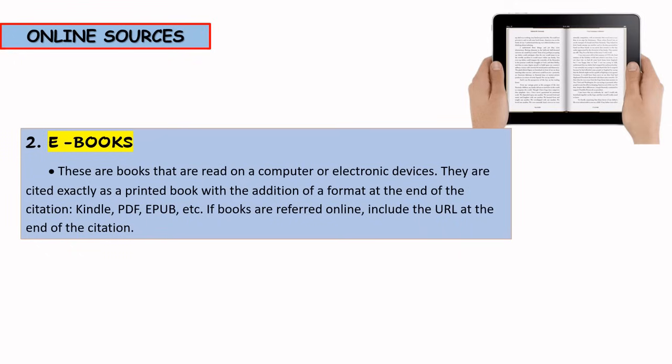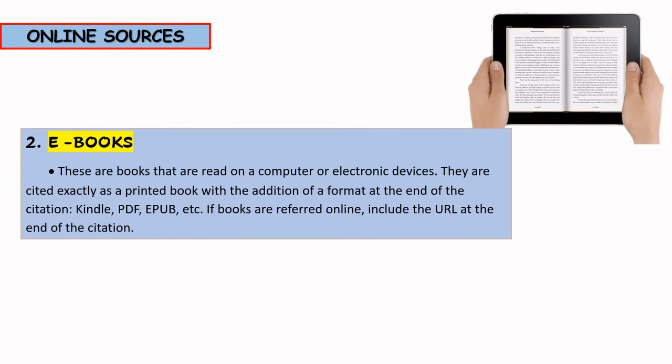E-books or electronic books. These are books that are read on a computer or electronic devices. They are cited exactly as a printed book with the addition of a format at the end of the citation: Kindle, PDF, EPUB, etc. If books are referred online, include the URL at the end of the citation.